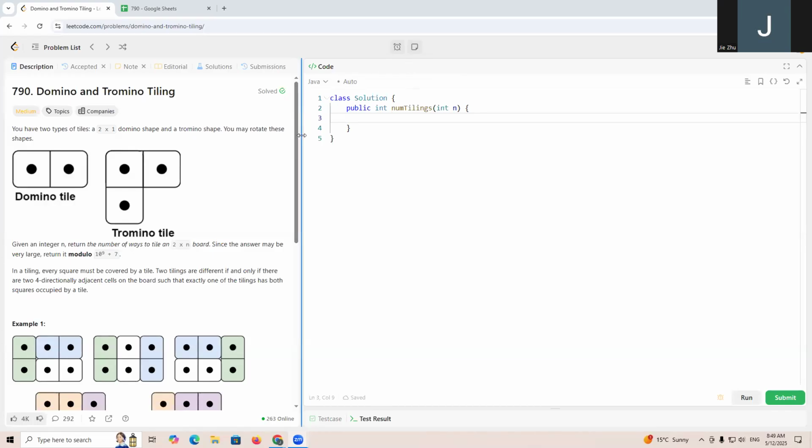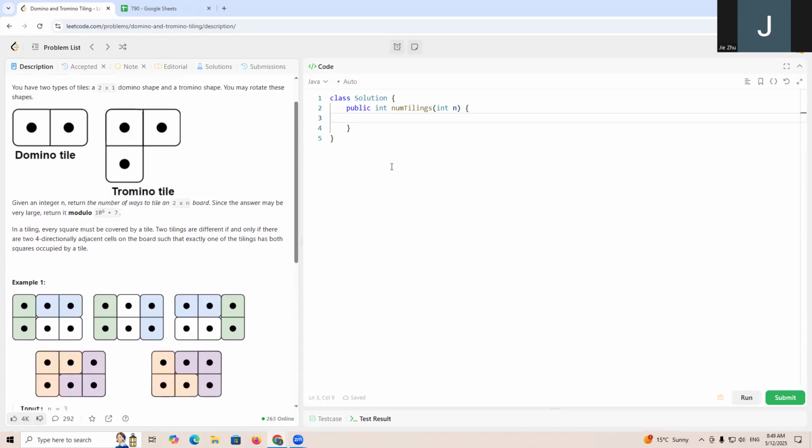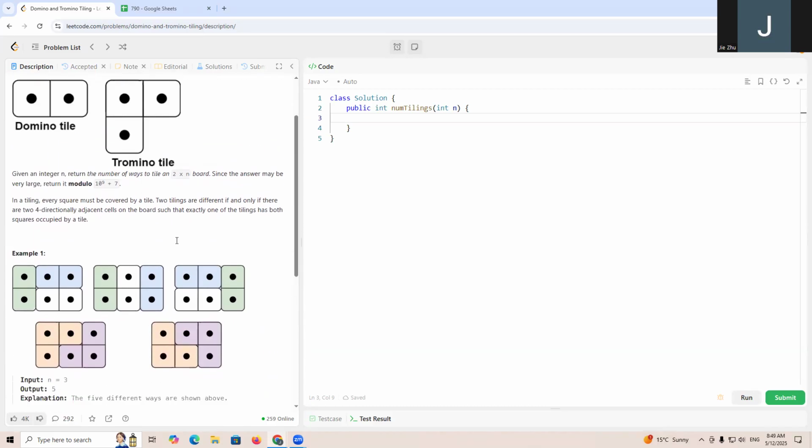Let's go through LeetCode 790, Domino and Tromino Tiling. We are given two types of tiles: a 1 by 2 domino, and also an L-shaped tromino. We want to form a 2 by n board, and ask how many ways we can form this shape.